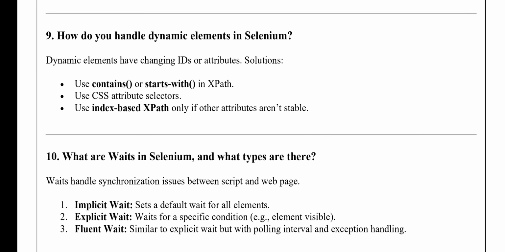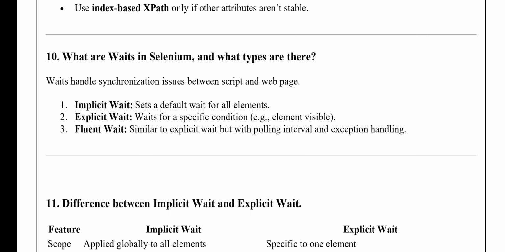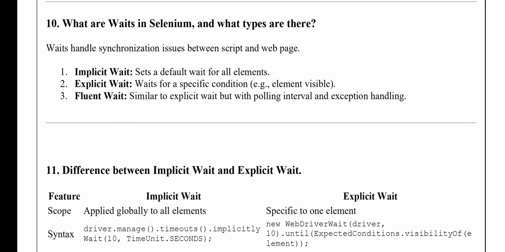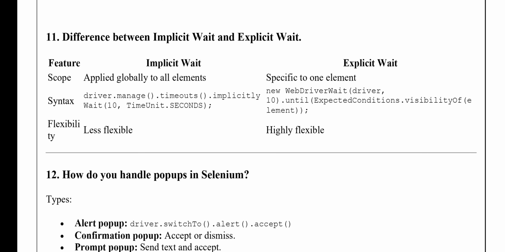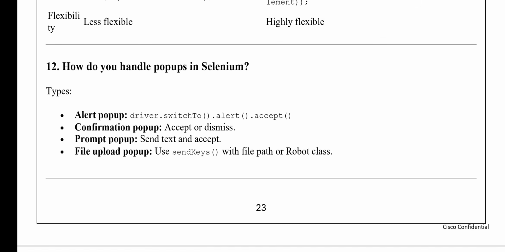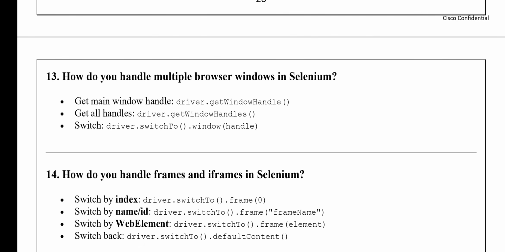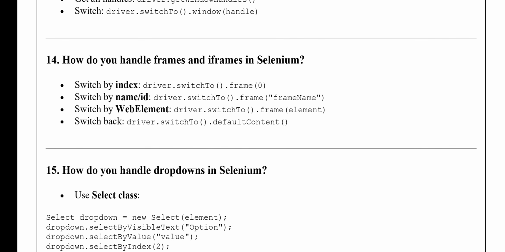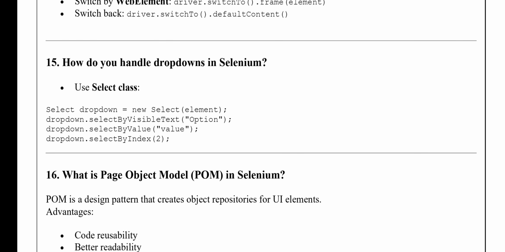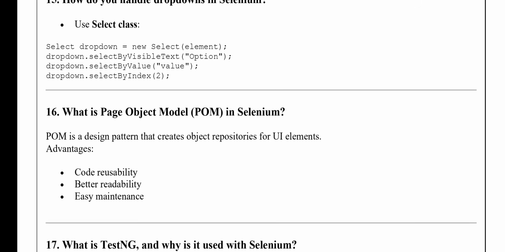How do you handle dynamic elements in Selenium? What are waits in Selenium and what types are there? Difference between implicit wait and explicit wait. How do you handle pop-ups in Selenium? How do you handle multi-browser windows in Selenium? How do you handle frames and iframes in Selenium? How do you handle drop-downs in Selenium?